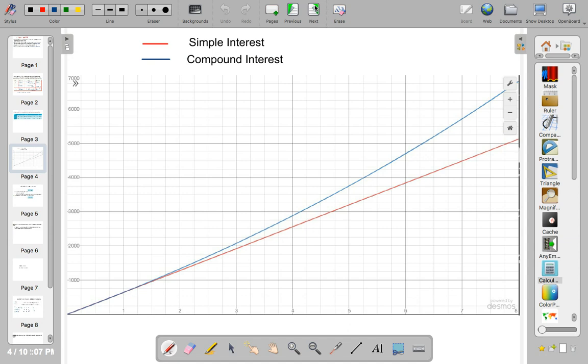And that can be seen here from a graph. The simple interest is a straight line, the same amount of interest each year. Compound interest is going up, and the more years it goes on, the more you're benefiting.